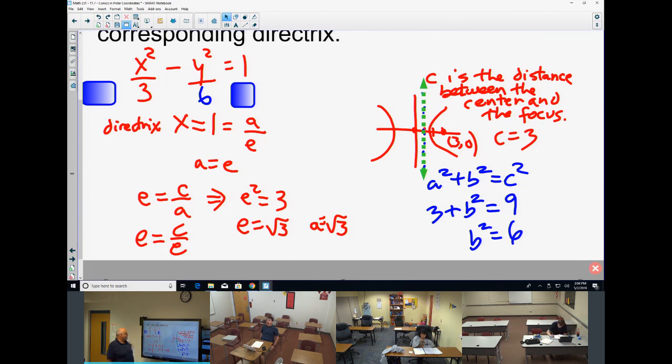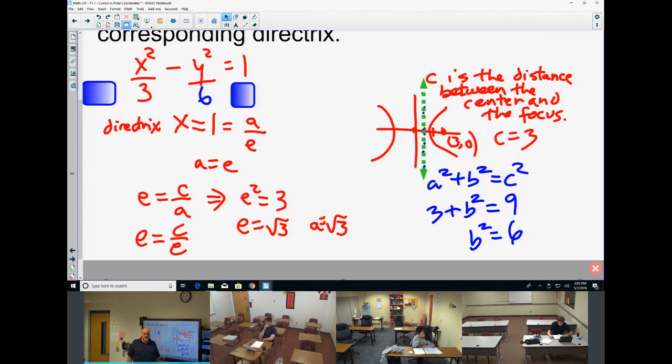Okay, so how did we get this? Well, we had to know the general form of the hyperbola. We had to be given the directrix, and then we had to be given the focus, which is C. Then we used the directrix to find A and E, and then we used this equation for the hyperbola to find B.